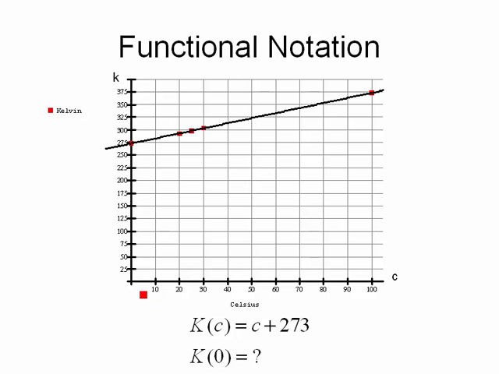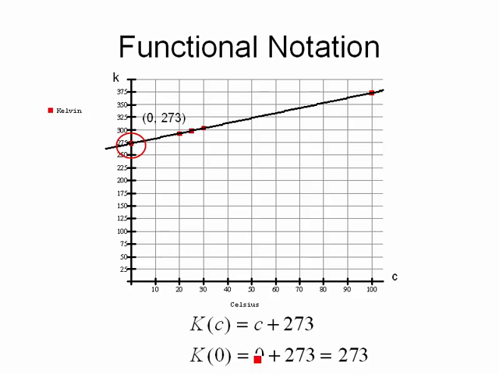For instance, if someone says K of 0, what they're trying to tell me is we're corresponding with C, a value of 0, and that gives us an output, 0 plus 273, or 273. So an input of 0 gives me an output of 273. And what you'll notice is up here on the graph, that corresponds to the point 0, 273. So I have inputs and outputs on the function notation. I have inputs and outputs on my graph.